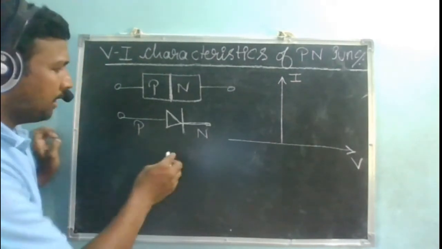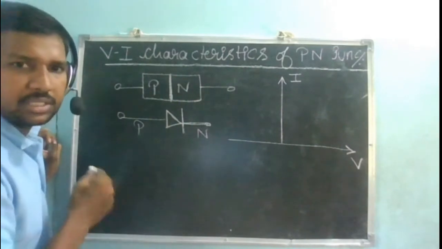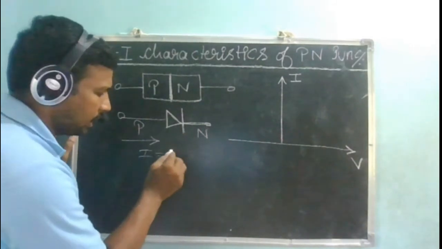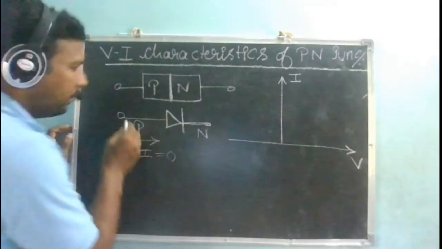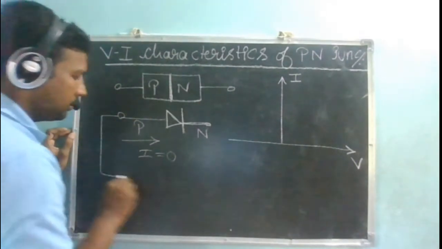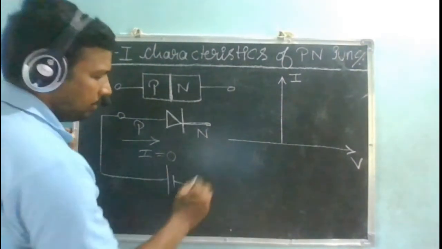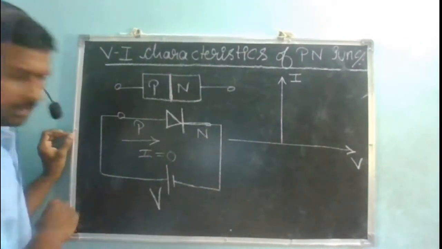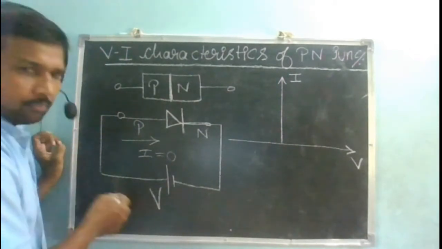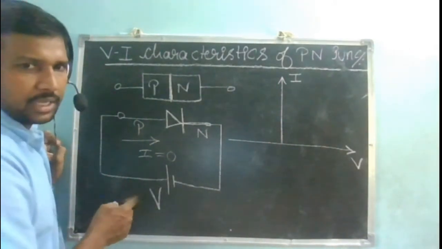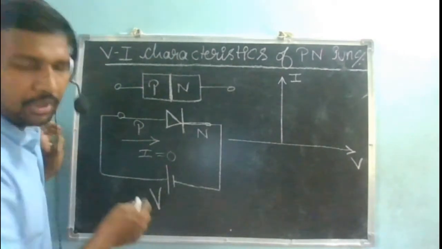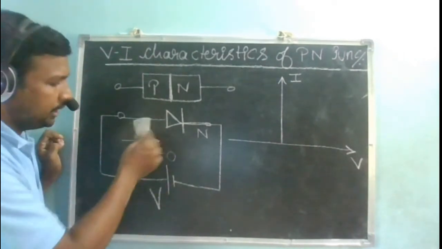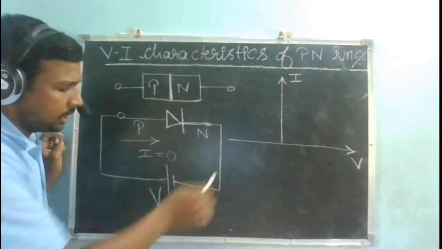Yes, sir. So when I apply no voltage across this diode, what is the current that is flowing through it? Zero. Current is 0. But when will current flow through this diode? When I forward bias this PN junction. Let this be denoted with V. This is the way of forward biasing your PN junction: P is connected to the positive terminal of the battery, N is connected to the negative terminal of the battery.